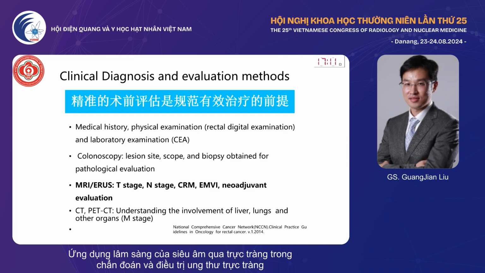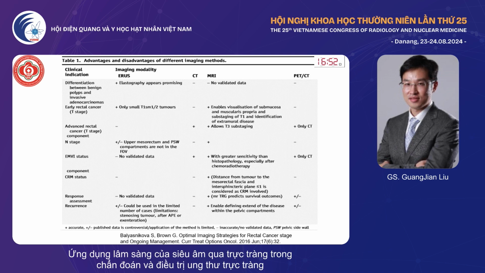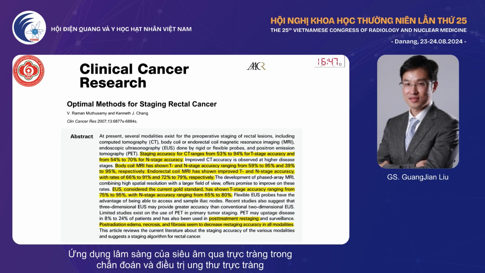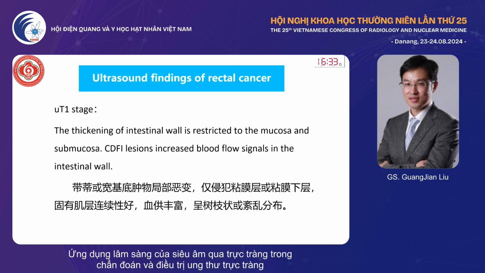The precise evaluation of the disease is very important for the treatment and the plan for how to perform the treatment. MRI and ERUS are the key for the T stage, N stage, and the CRM, and also the evaluation of NCRT response. As we can see, endorectal ultrasound is the most accurate imaging modality for the T stage, especially for the early T stage, T1 and T2, with the highest accuracy compared with MRI.